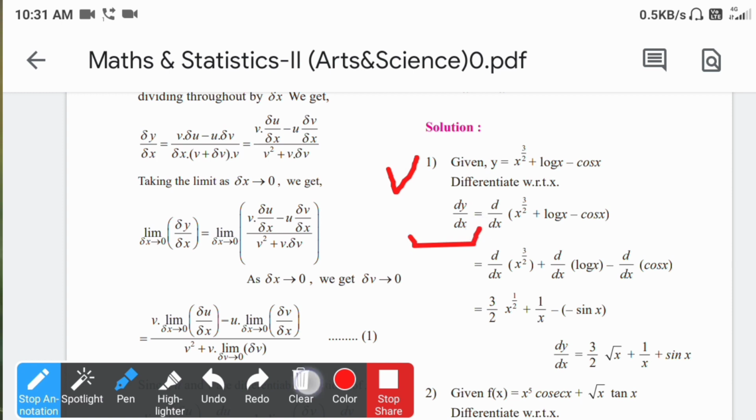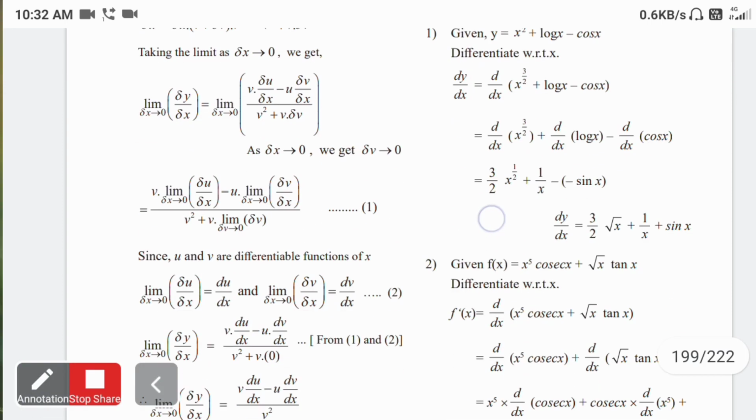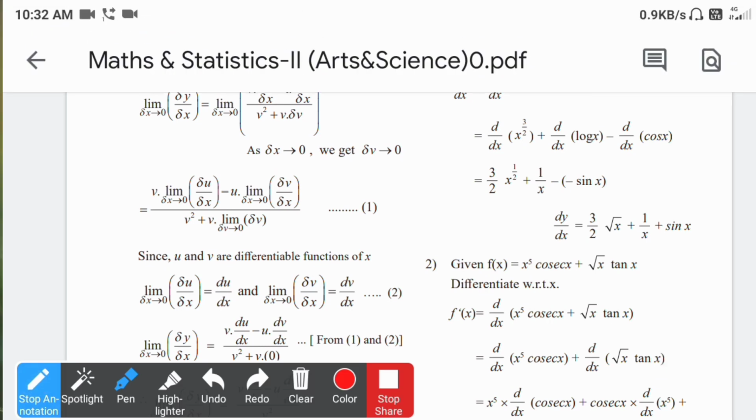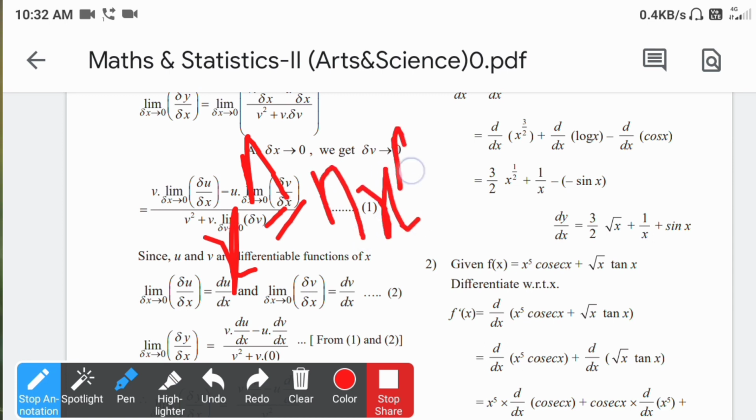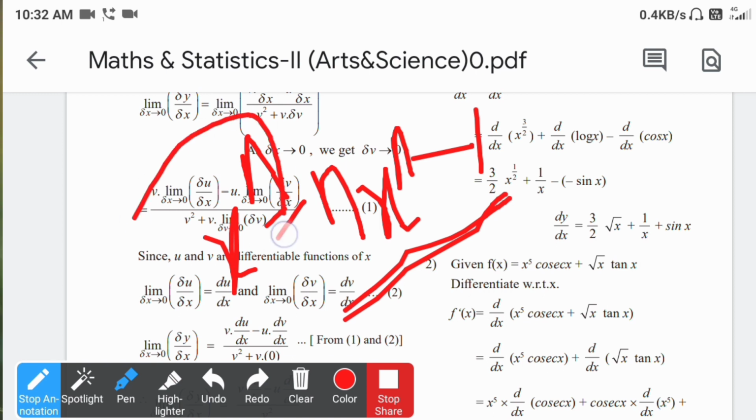So the derivative of y with respect to x will be the derivative of the whole function with respect to x. The next step: we need to differentiate this, plus differentiate this function, and lastly differentiate the last function. For this type of function, we use the formula for x raised to n, and here n is 3 by 2. So what is the formula for the derivative of x raised to n? That is n into x raised to n minus 1. Okay, so this is the general formula for solving functions of the type x raised to n.